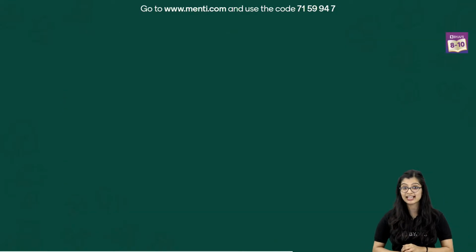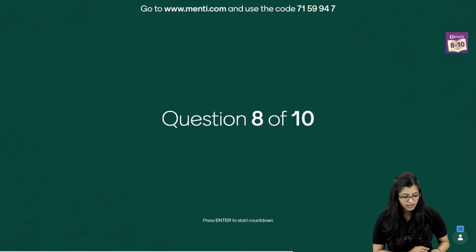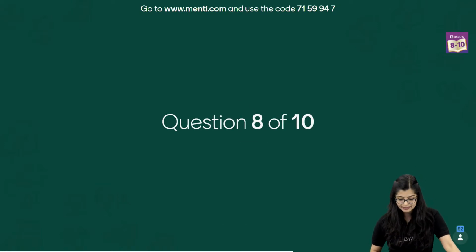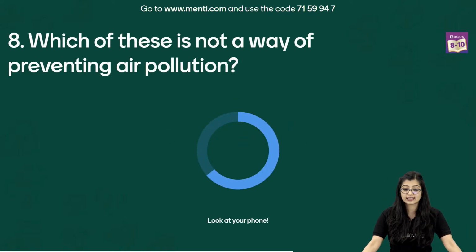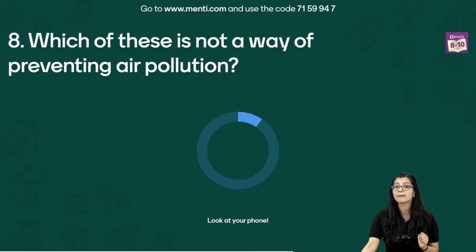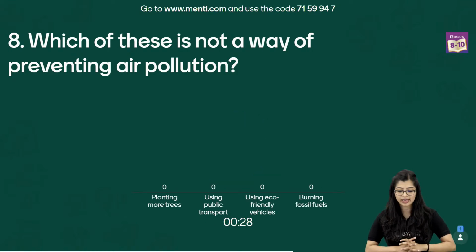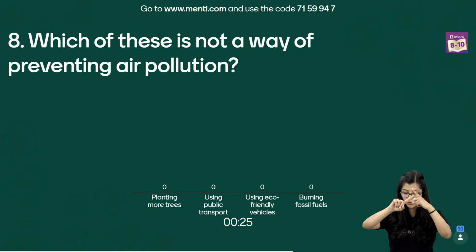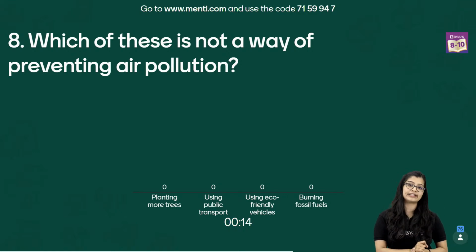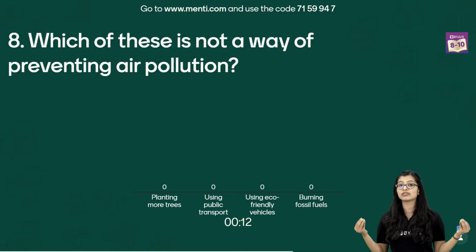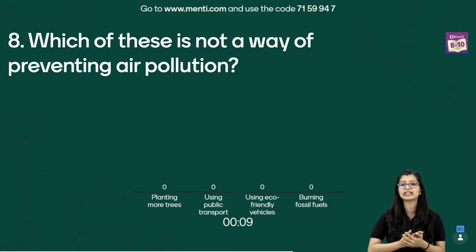Right, let's move on to the next question that we have with us. This is question number 8. Let's see what question we have here. Which of these is not a way of preventing air pollution? Right, we are talking about preventive measures. Planting more trees, using public transport, using eco-friendly vehicles, and burning fossil fuels. So we need to identify which is not a way of preventing air pollution. I am stressing on the words not a way because you need to focus on some of the keywords that are there.